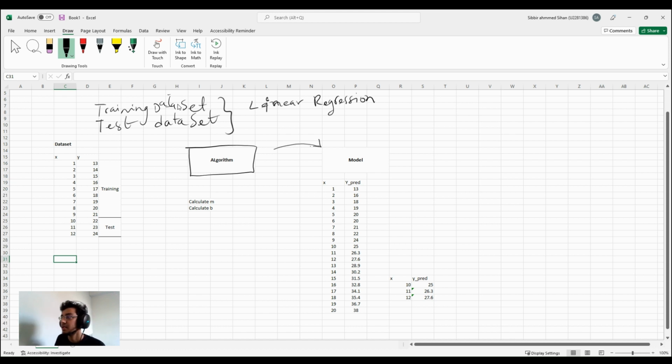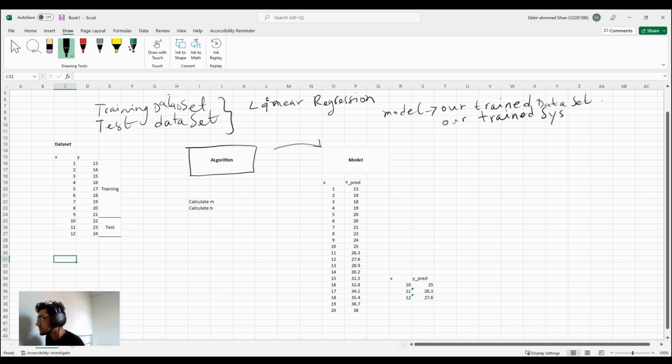How do you train a model? We give a set of data to our algorithm. We ask it to train it, and the trained data is a model. So what is a model? Model is our trained system, right?